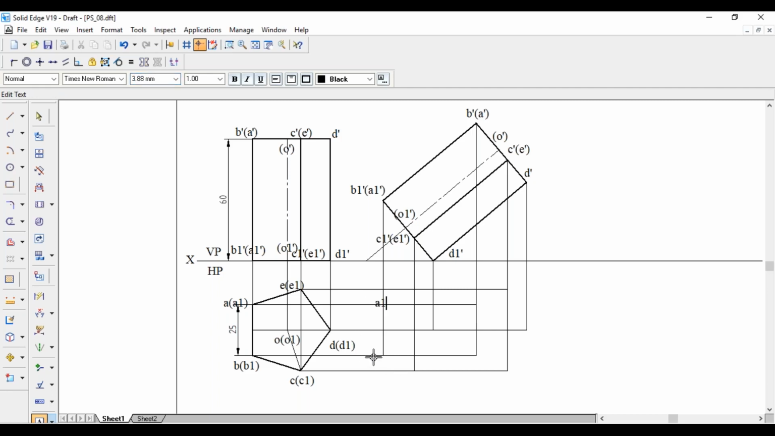A1, B1, C1, D1, E1. Similarly, A, B, C, D, E.